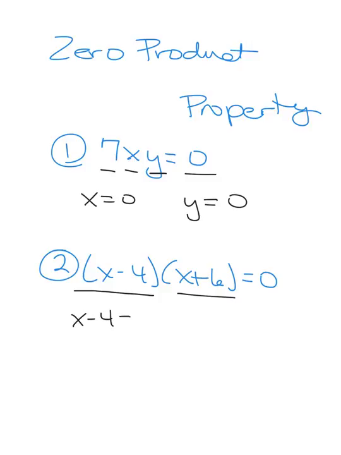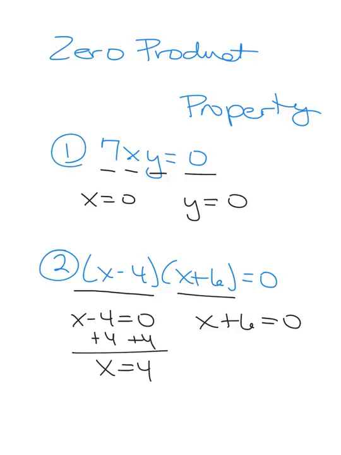So x minus 4 is equal to 0, or x plus 6 is equal to 0, and I'm going to solve them. I add 4 to both sides, so x is either equal to 4, or x is equal to negative 6. I do the same thing on the other side. Let's take a look at that. If I were to substitute x is equal to 4, I would get 4 minus 4, which would give us 0. And in my second binomial, I would get 4 plus 6, which would give me 10. And 10 times 0 is equal to 0.